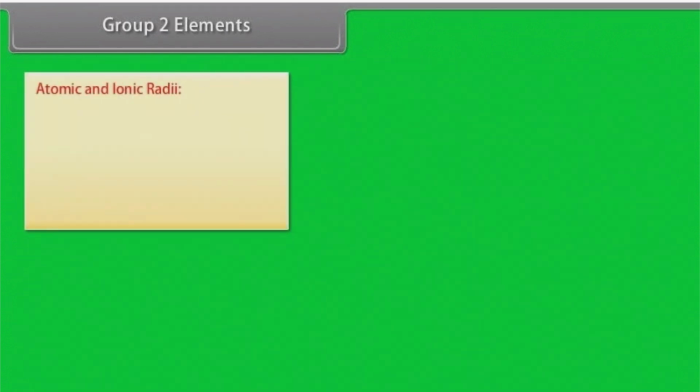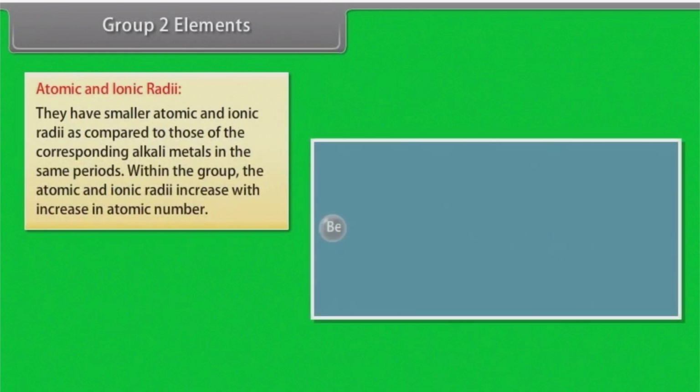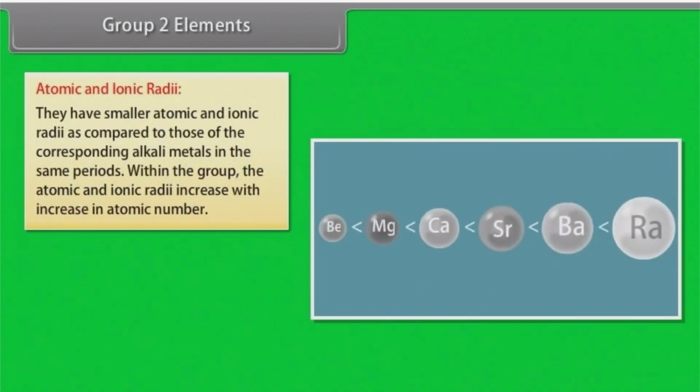Atomic and ionic radii. They have smaller atomic and ionic radii as compared to those of the corresponding alkali metals in the same periods. Within the group, the atomic and ionic radii increase with increase in atomic number.